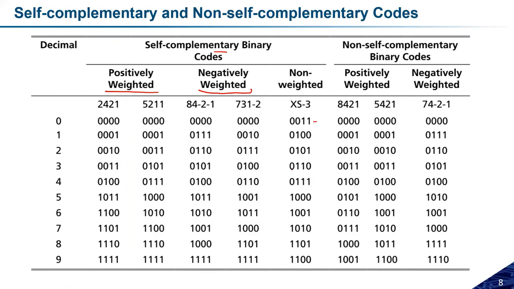Yeah, here it is a typo. There is a typo. This should be 1011. There is a mistake in typing here. It should be 1011. Okay, doubt is clear? Yes. Okay, fine. So this is all about the self-complementary, non-self-complementary, and other codes.